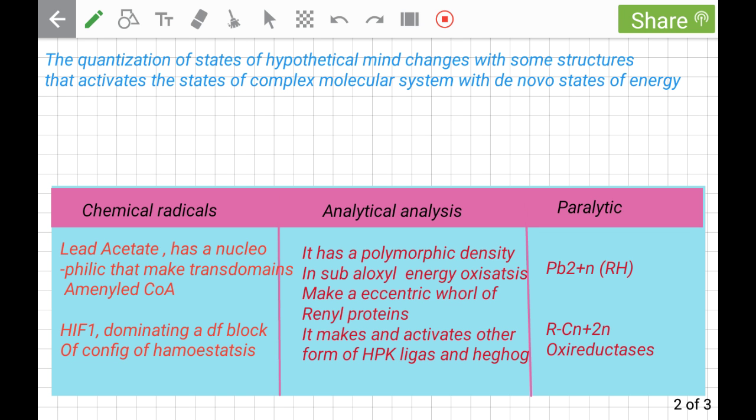So next is the HIF1, dominating DF block of configuration of hemostasis. So the hemostasis, the hypoxia activating factor. It is the inducing agent in them. So this component has high chemical phases.